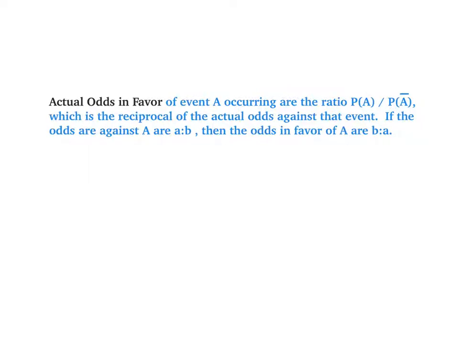Odds in favor is just the opposite of that. They put the probability of A happening over the probability of the complement of A. Just the reciprocal of what you just saw. Don't see this one as much. Usually it is the actual odds against. And so this one would be B to A instead of A to B.